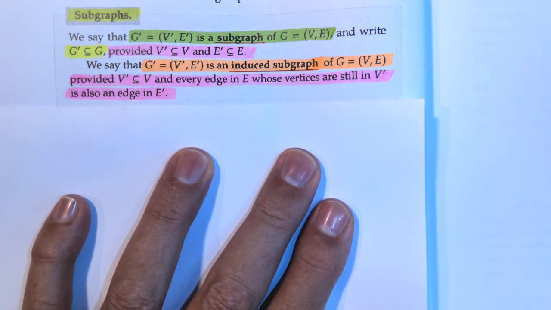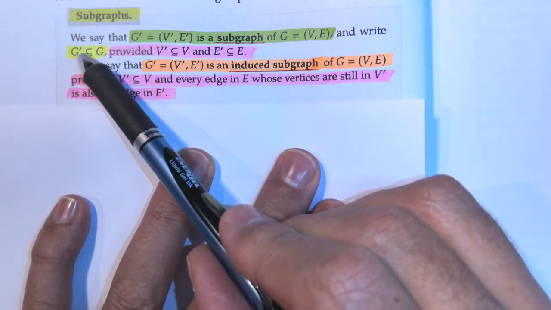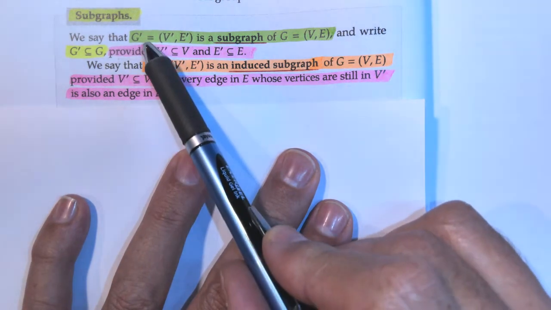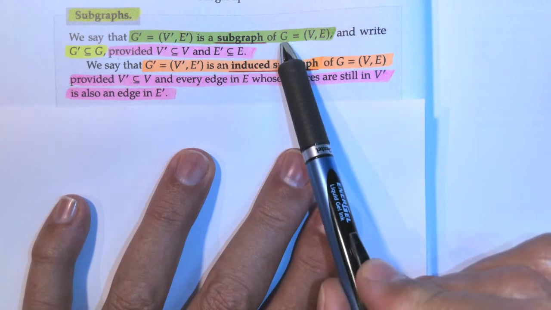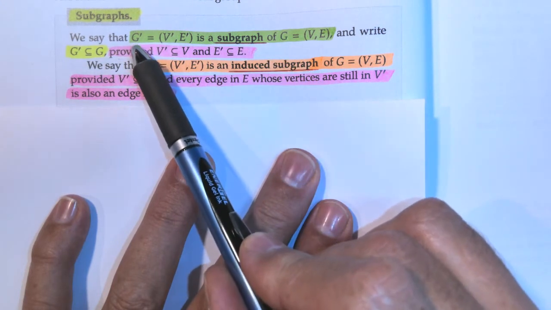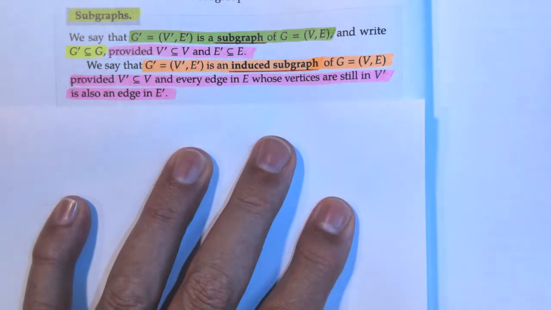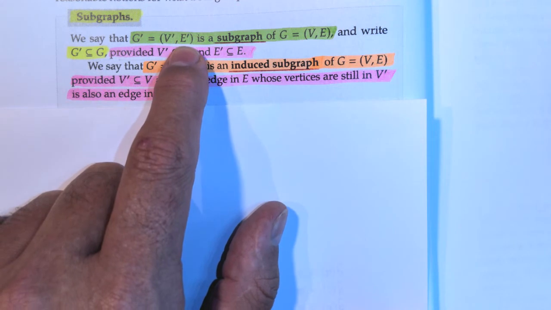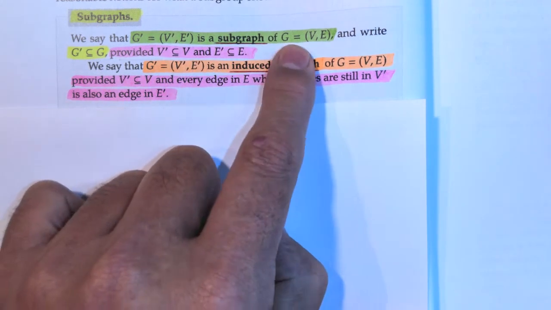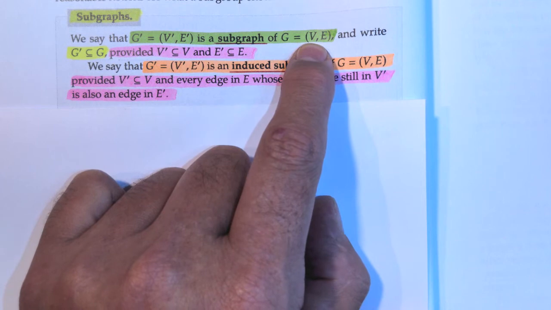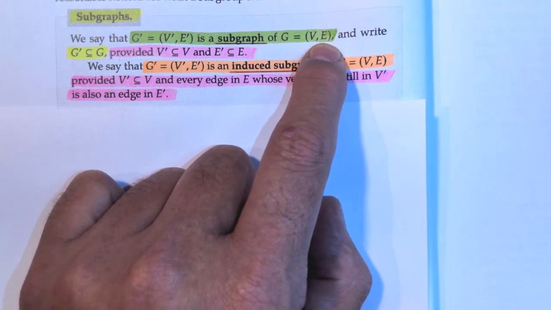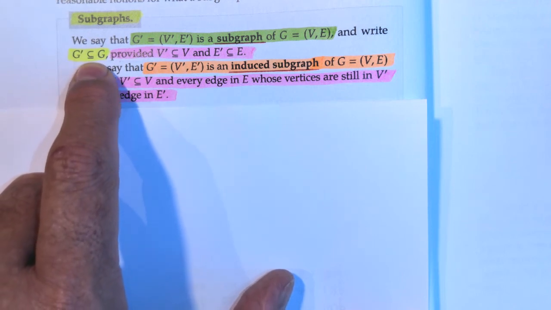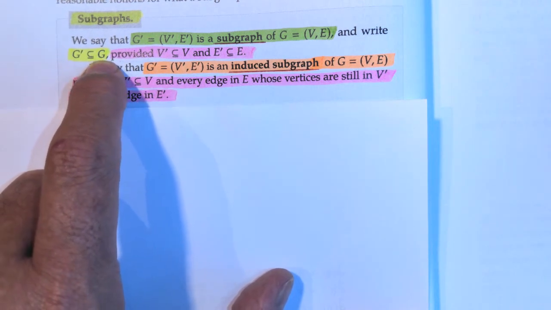Okay, so let's see what it says. What is a subgraph? Well, look at the notation here: G prime is a subgraph of G. So G prime, which has a vertex set V prime and an edge set E prime, is called a subgraph of G with a vertex set V and an edge set E. We write this as G prime is a subgraph or subset of G.